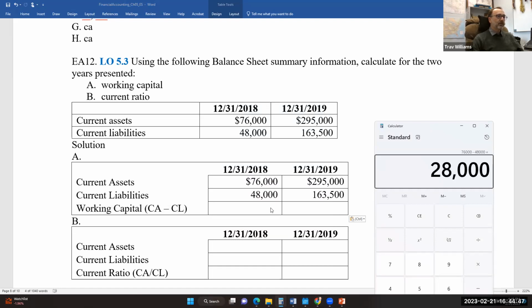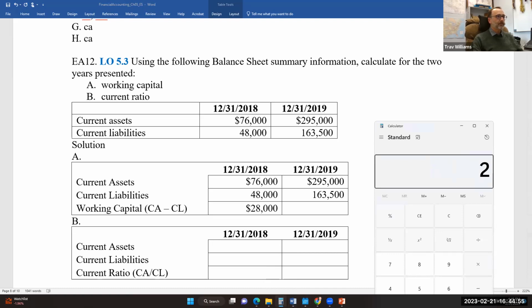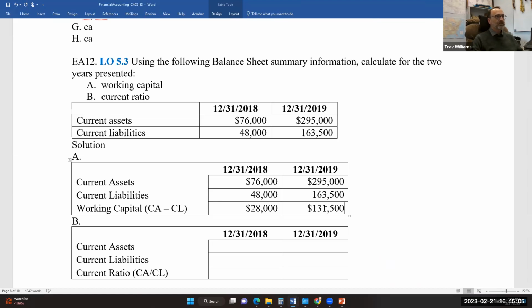So for this company, it's $28,000 in 2018. And then in 2019, their current assets went up. Their current liabilities went up as well. And the difference, again, is their working capital. Okay, so you just take current assets minus current liabilities, gives you your working capital. So we see for this company, their working capital increased significantly from 2018 to 2019. That's one way to measure liquidity.